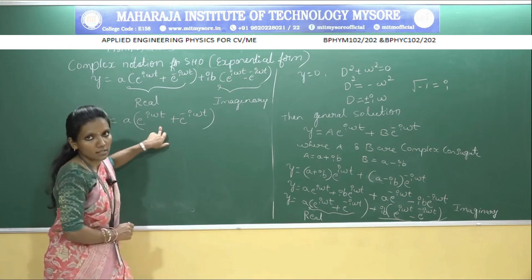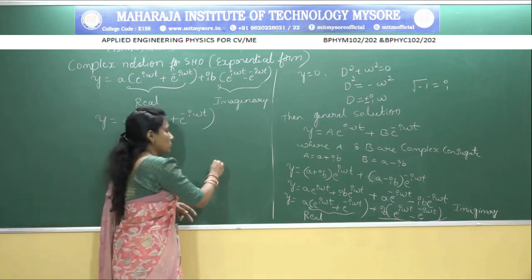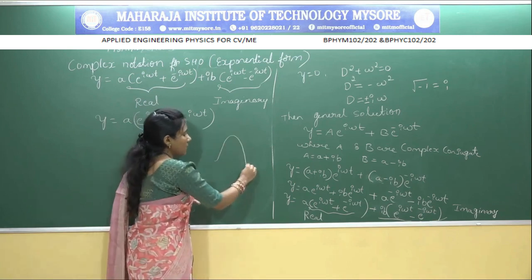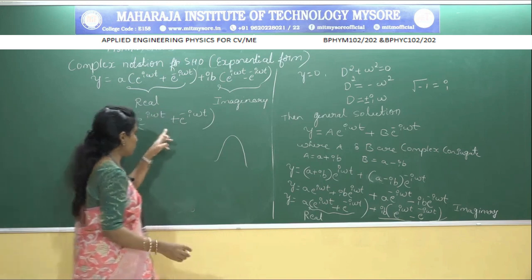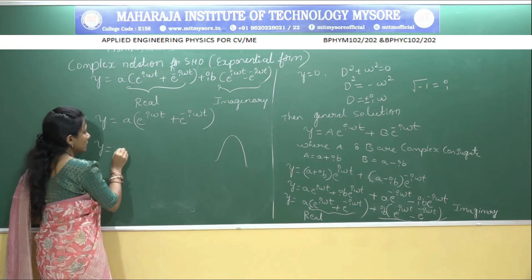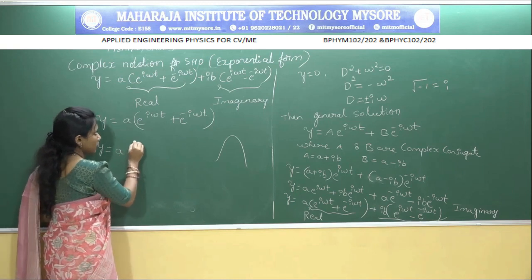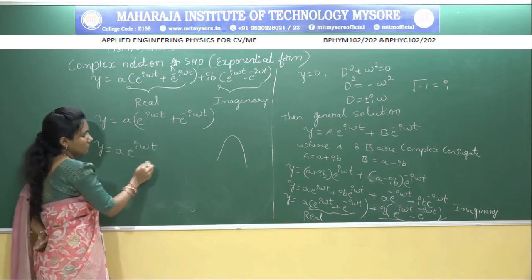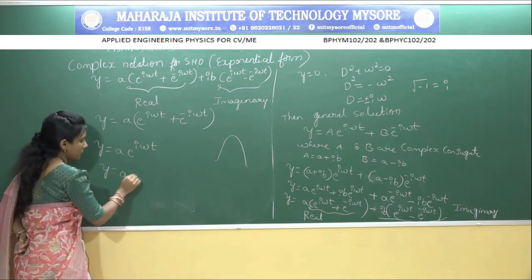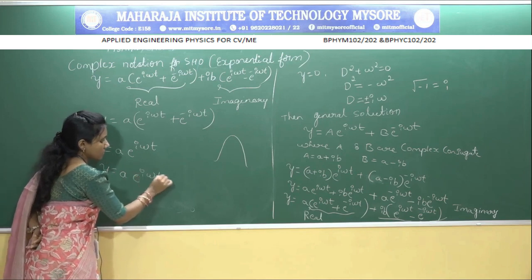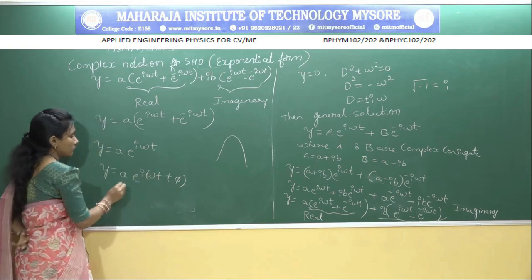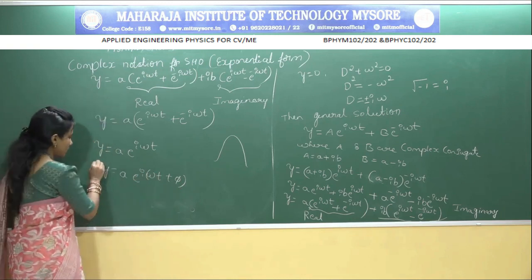So, when the particle is oscillating, both exponentially increasing and exponentially decreasing terms will be there, but if we consider the positive exponential, then we get y equal to A e to the power of i omega t. For the total phase of the particle, we have to add the phase constant, that is e to the power of i of omega t plus phi.